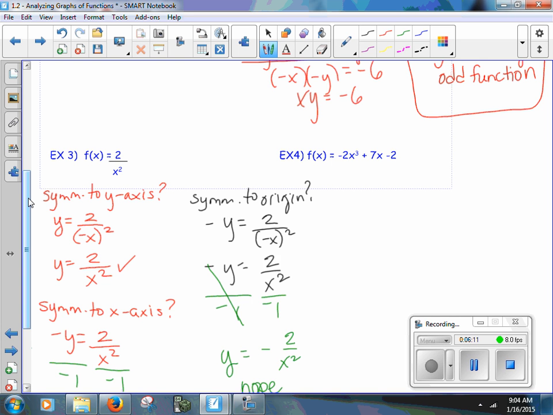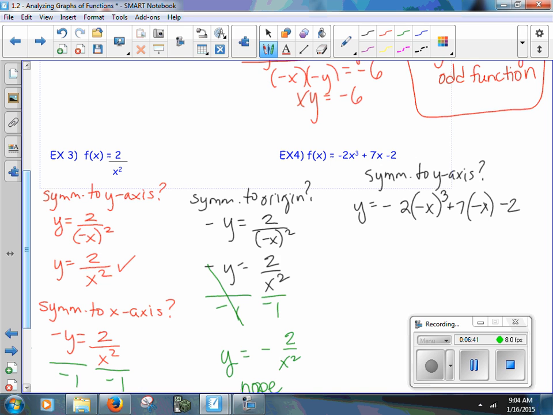We have to do the very same thing we did earlier. Check the y-axis, check the x-axis, check the origin. Okay? We're going to do this one together. All right, symmetric to the y-axis, what am I plugging in? Negative x. All right, so y is equal to negative 2 times negative x cubed plus 7 times negative x minus 2. Y'all agree?